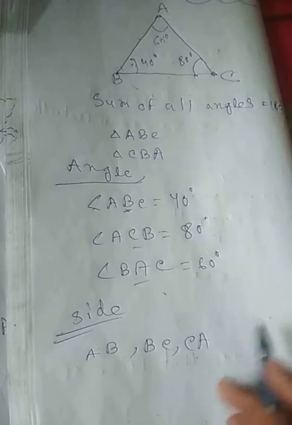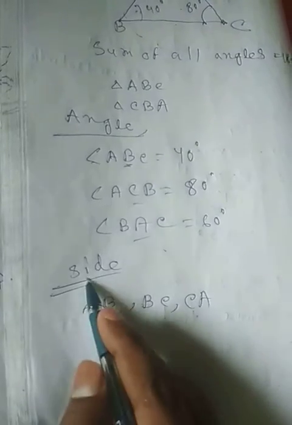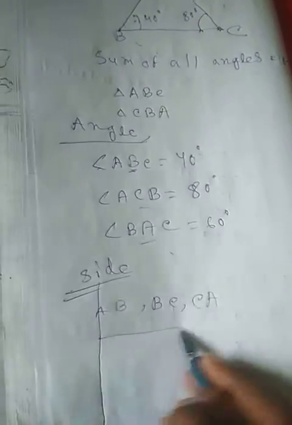Okay, there are other properties. That means how many types of triangles are there? According to side, there are three types of triangle.